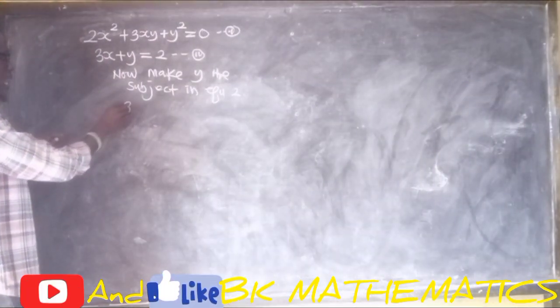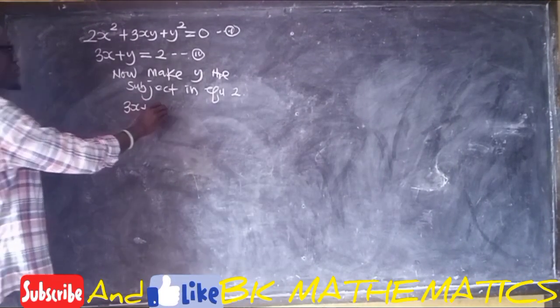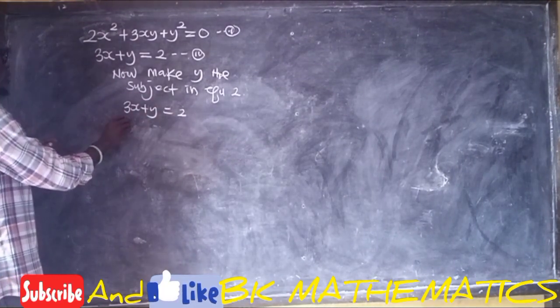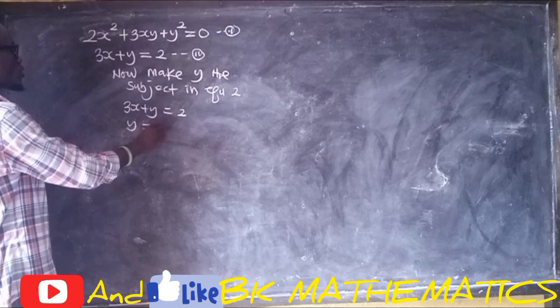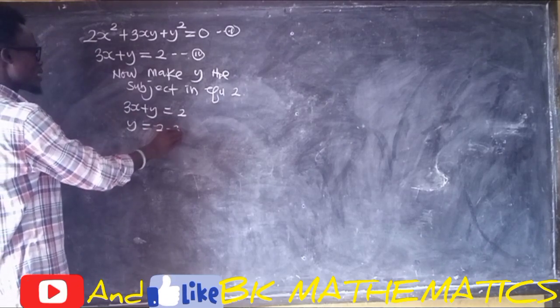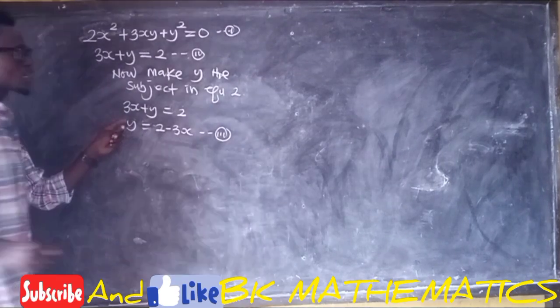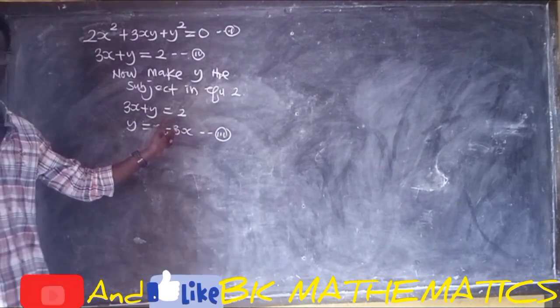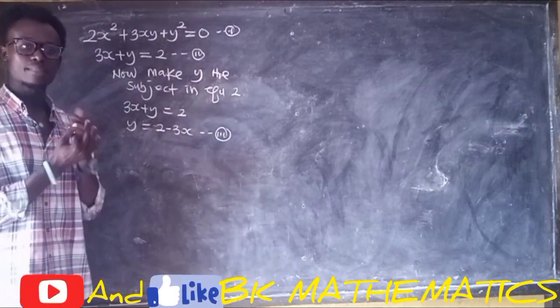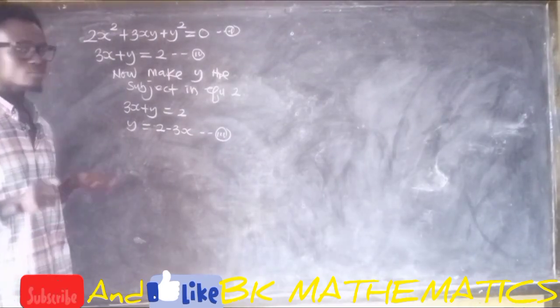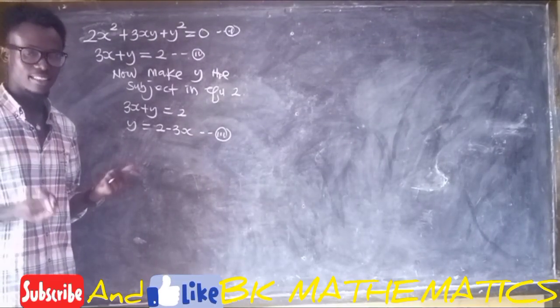Since we are given 3x plus y equals 2, y then becomes 2, and when 3x moves across, you have minus 3x. We say this is equation 3. Now we have made y the subject of the relation. This is very simple for us to substitute and arrive at our final answer.